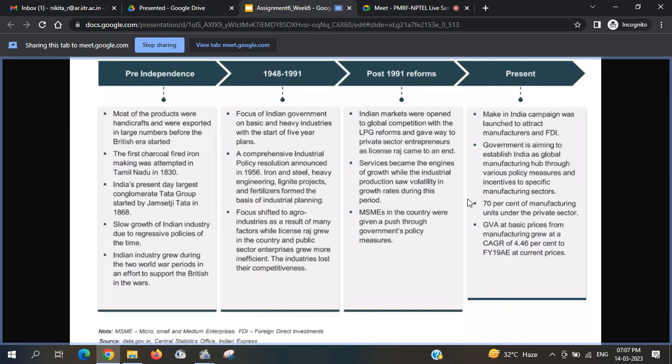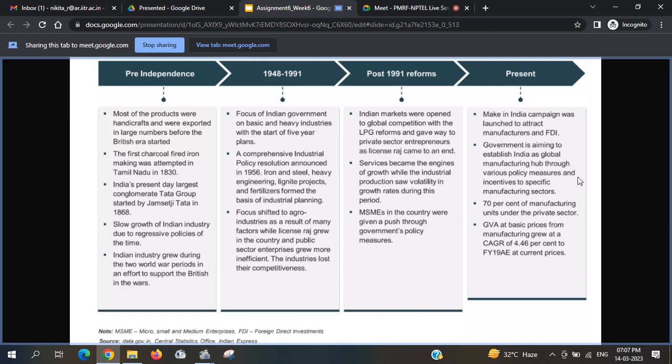Secondary is the manufacturing sector, and tertiary is the service sector. So the service sector became the engine of growth after the 1991 reforms, and while industrial production saw volatility in growth rates, the service sector continued booming. The MSMEs in the country were also given a push through government's policy measures post the 1991 reforms.